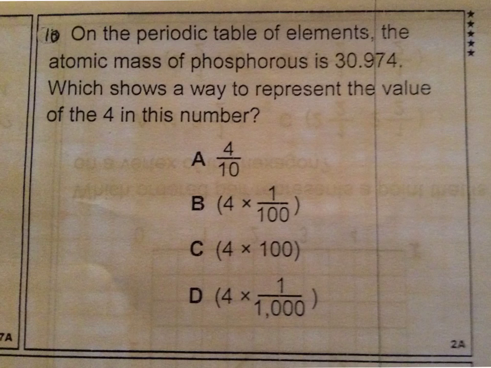Number 10. On the periodic table of elements, the atomic mass of phosphorus is 30.974. Which shows a way to represent the value of the 4 in this number?